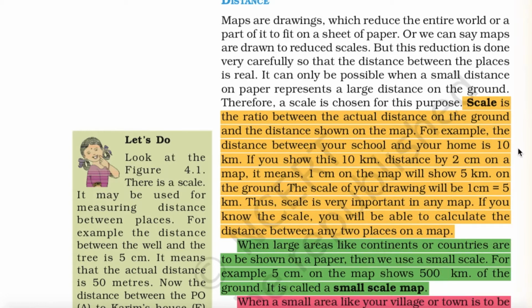Scale is the ratio between the actual distance on the ground and the distance shown on the map. For example, the distance between your school and your home is 10 km. If you show this 10 km distance by 2 cm on a map, it means 1 cm on the map will show 5 km on the ground. The scale on your drawing will be 1 cm equals 5 km. Thus, scale is very important in any map. If you know the scale, you will be able to calculate the distance between any two places on a map.